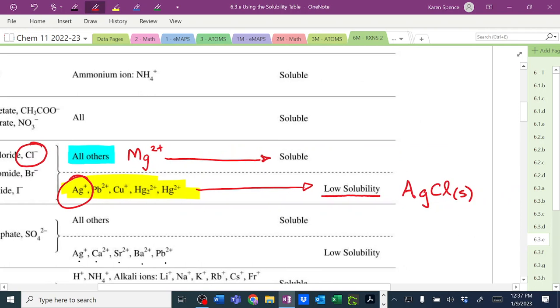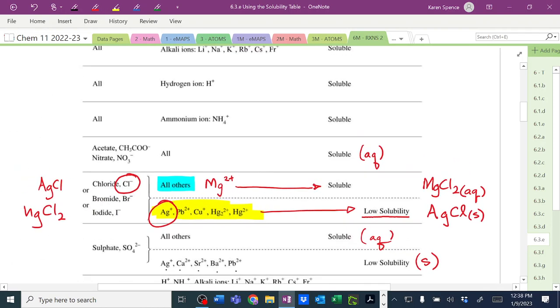And so you would have MgCl2, and what would the state be for that? Aqueous. So basically, anytime you see the word soluble, that means your compound will be aqueous. Anytime you see low solubility, that means the compound, if you put it in water, it will be solid.